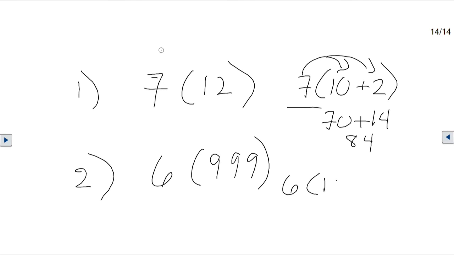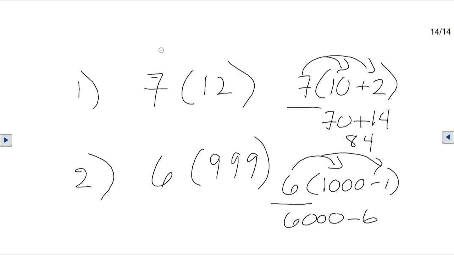Okay, so pretty simple. All right, 999, if you think about it, is almost 1,000. Okay, and if we take away 1, we get that 999, right? So again, pretty tough mental math problem now becomes pretty simple. 6 times 1,000 is 6,000. 6 times 1 is 6. Right, just count backwards. 6,000 minus 6 is 5,994.